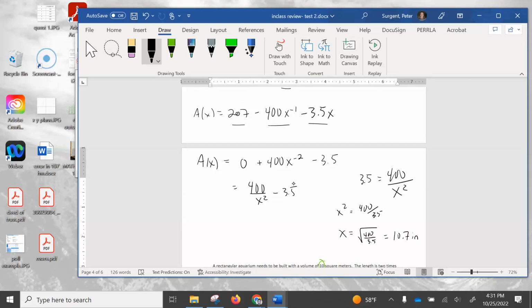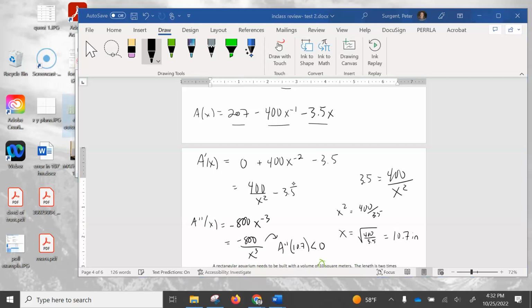Remember, I think that's going to yield a maximum, but I want to make sure. Oh, I got something mislabeled here. This is a prime, so a double prime would be negative 800x to the negative 3. Because of that negative value, any positive value I plug in will give me a negative value for my second derivative. So the second derivative test is certainly going to be negative.